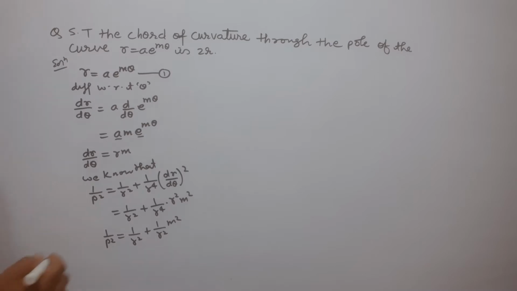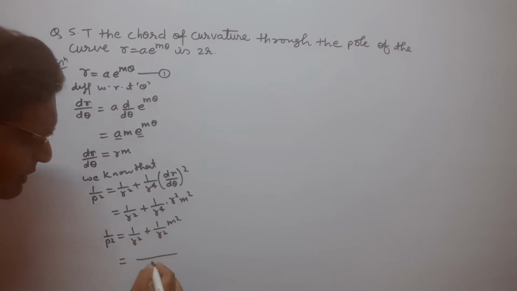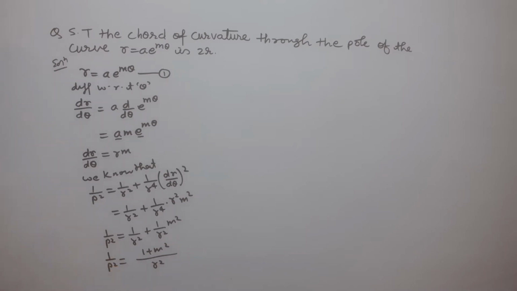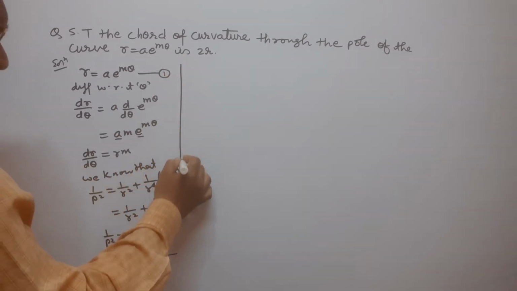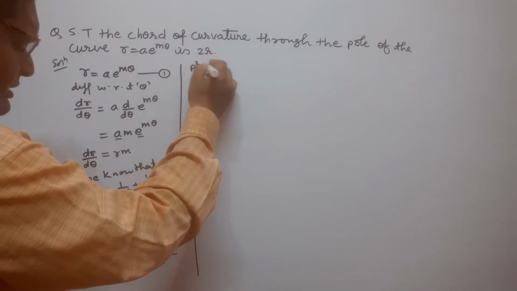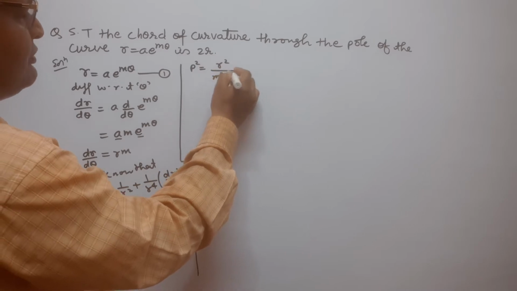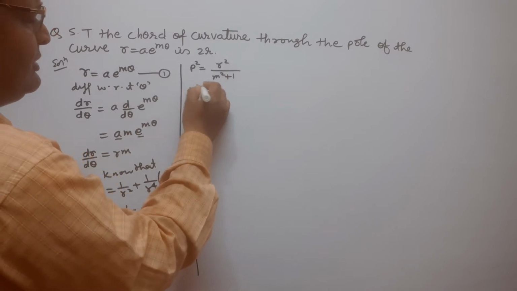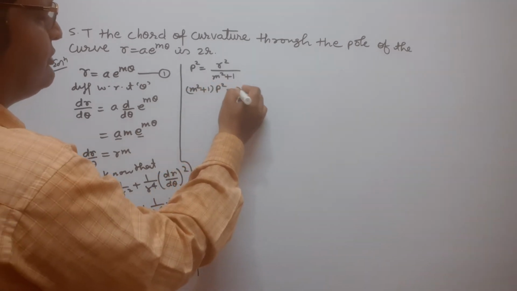So we take the LCM. Here 1 upon r square is common, and the LCM is r square m square, so in the numerator we get 1 plus m square. So 1 upon p square is equal to 1 plus m square upon r square m square. Now taking the reciprocal of both sides, we get p square is equal to r square m square divided by m square plus 1. So we can see that m square plus 1 multiplied by p square is equal to r square m square.